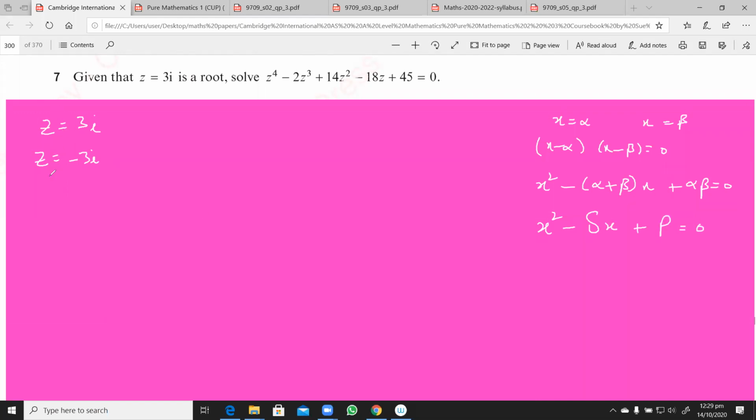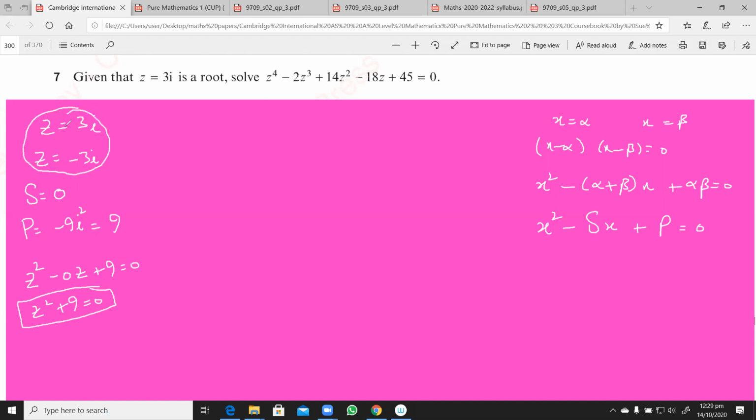So what is the sum of the roots over here, bacho? Quickly. The sum is 0. And what is the product of the roots? It is minus 9 iota square, which makes it equal to 9. Therefore, we can say the equation is z square minus 0z plus 9 equal to 0, or z square plus 9. This is the equation which has these 2 roots, which are 3 iota and minus 3 iota.